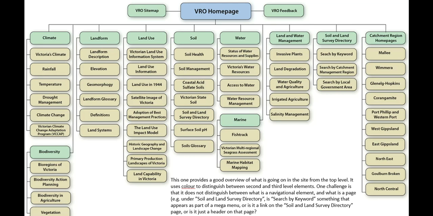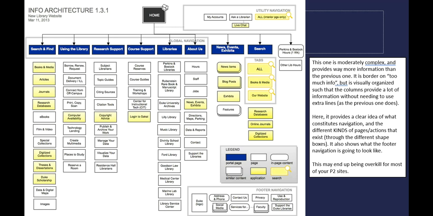One challenge, as it says here, is that it doesn't distinguish between what is a navigational element and what is a page. In other words, under the Soil and Land Survey directory, is search by keyword something that appears as part of a mega menu, or is it a link on the Soil and Land Survey directory page, or is it just a header on that page? So in some cases, it'll be good to help distinguish between things, and you can use other colors, and of course things like keys. Here is an example of that.